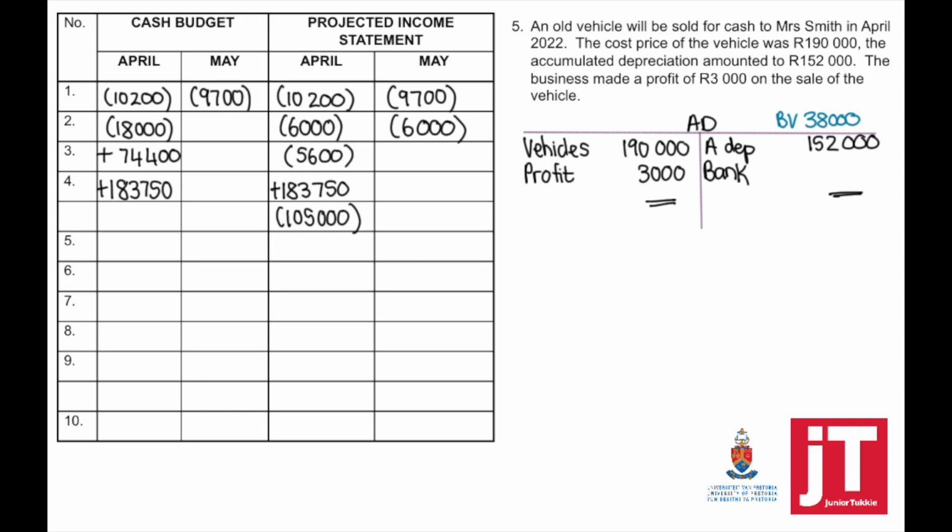You can take the debit side minus the credit side. That becomes the balancing figure, 41,000. Or I can take 38,000 and I can plus the profit. Because if we made a profit, it means that we sold it for more than the book value. Then we need to add it. So our expected receipt, we sold it for cash, which means we expect 41,000. That's what we needed to calculate, to come in April.